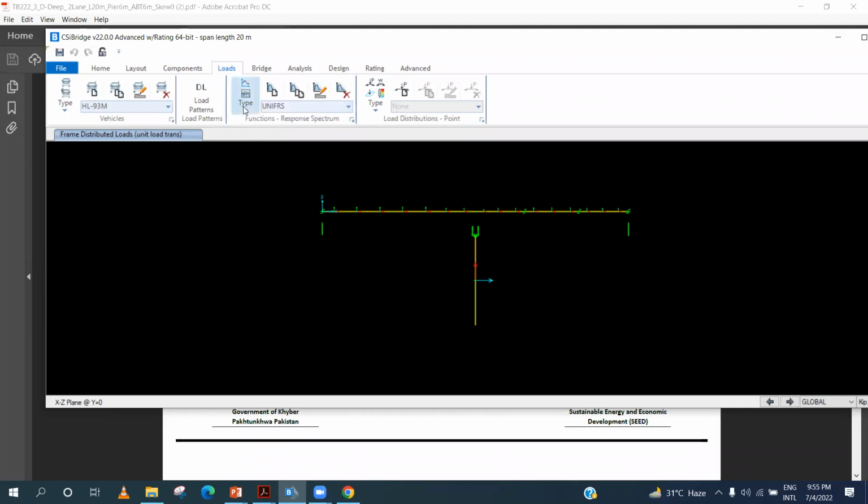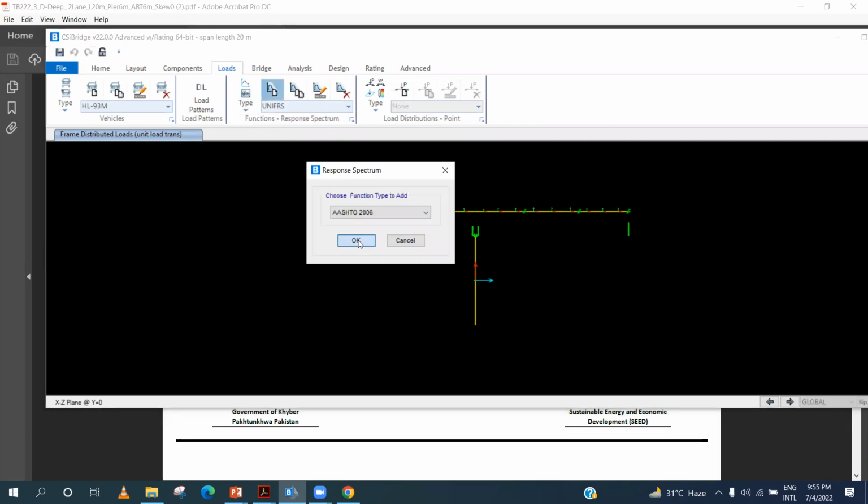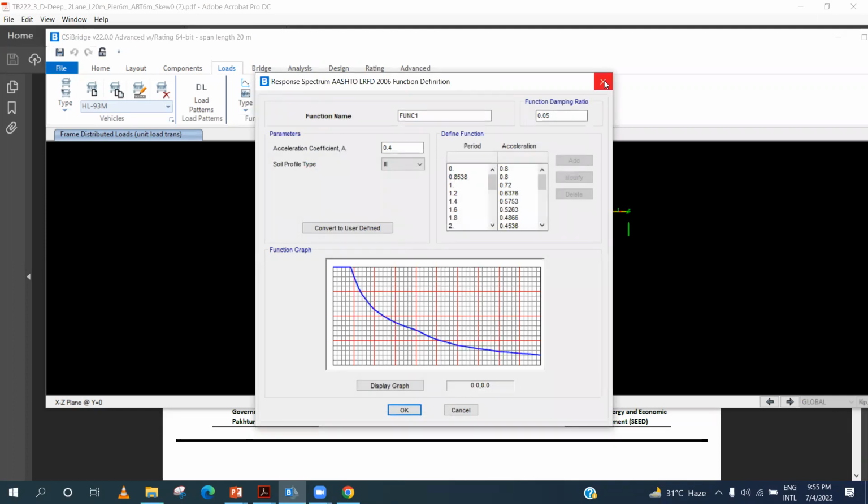If you want to define... Question. Yes, yes. What about the damping? The damping will be left at 5%. Yes, damping is typically 5%. Okay, damping is in the code, it is explicitly mentioned.